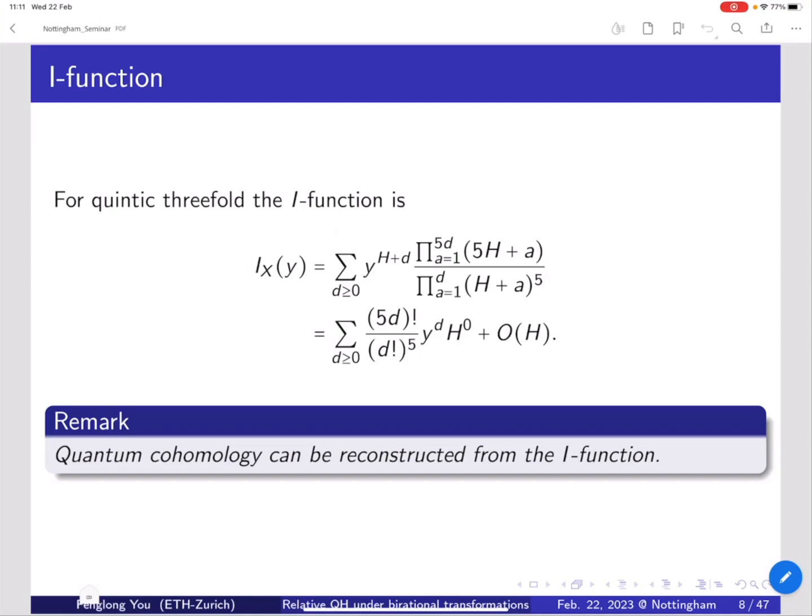For more complicated targets like toric compactifications or toric orbifolds and other more complicated spaces, you get some explicit formula for this function, and this is a way to compute Gromov-Witten invariants, because Gromov-Witten invariants in general are difficult to compute, and by mirror symmetry they are equal to this explicit function, so that can be used to compute Gromov-Witten invariants. And quantum cohomology can be reconstructed from this I function. So to study quantum cohomology, we can just study this kind of explicit function.